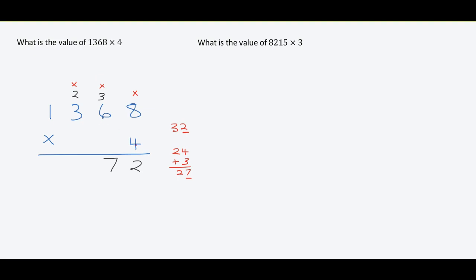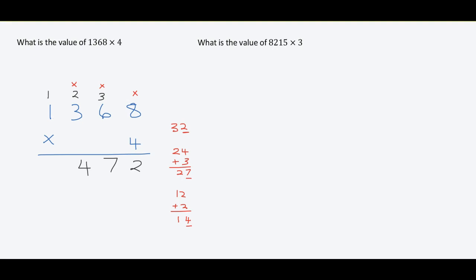Next we go to the left side. 3 times 4, we have 12, and now we add the 2 that we carried over. That gives us 14. So we still have another 2-digit number, so we write down the 4, and we carry over the 1.